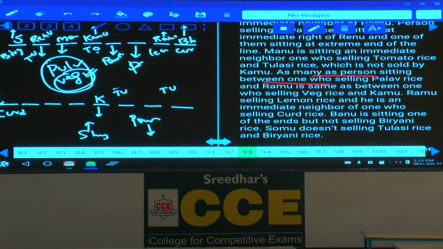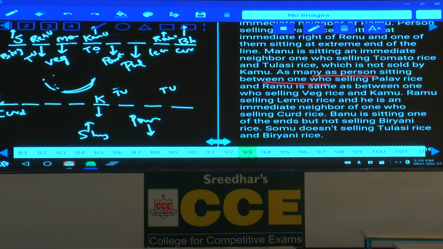Clear now? Or what is the second possibility here? If you take pulao rice here, how many persons are there between pulao rice and Ramu? 1, 2, 3. Then between Kamu and veg rice it must also be 3, which is not possible. Hence, where should this veg rice be? Tell me who is selling this veg rice? Now, Manu is selling this veg rice. If Manu is selling veg rice, then this must be pulao rice.